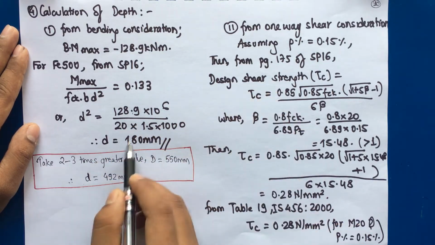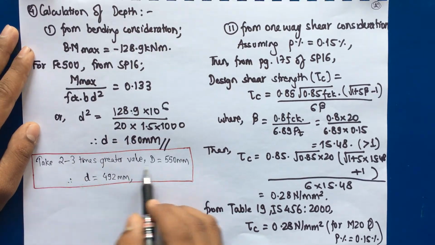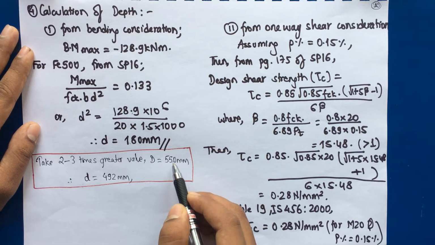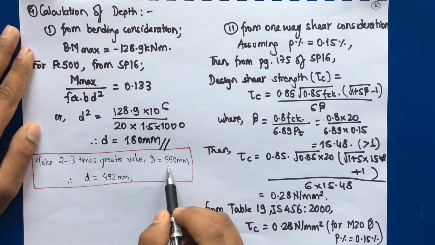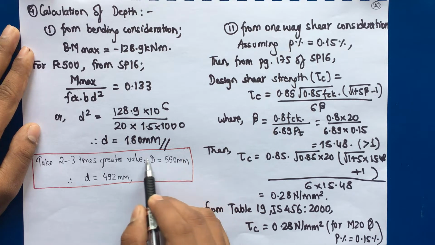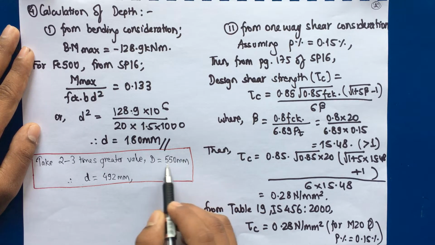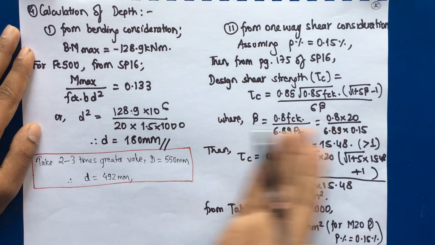For shear consideration it is taken as 2 to 3 times greater than the value computed from bending consideration, and we provide an overall depth of 550. So basically this is the effective depth, and considering an overall depth of 550 mm and subtracting the effective cover and bar size, we get 492 mm. How this value comes, I'll talk about in this part.